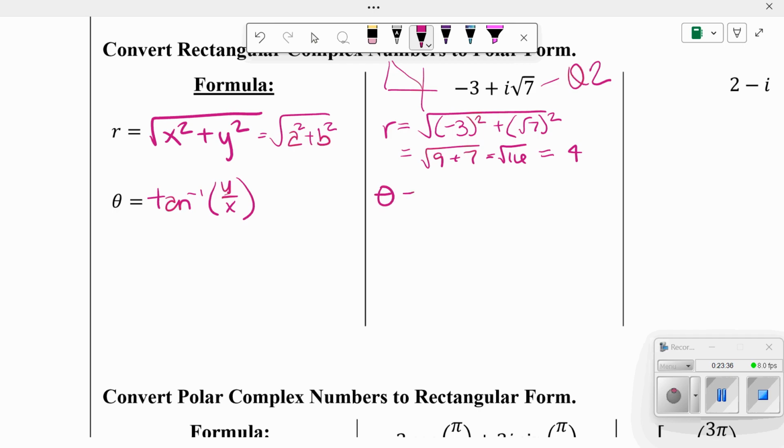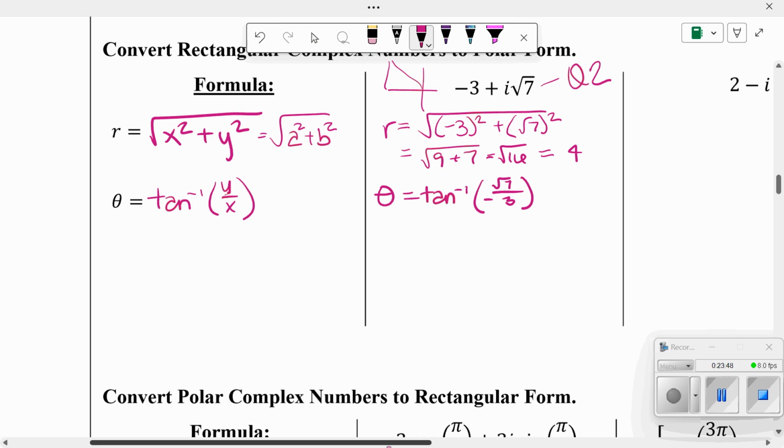Okay, so theta is equal to tan inverse of y over x. So we've got the square root of 7 over -3. Go ahead and grab your calculators. We're going to do second tan of the square root of 7 divided by -3. Now, when I did this one, I got about -0.723-ish. I rounded a little bit there.